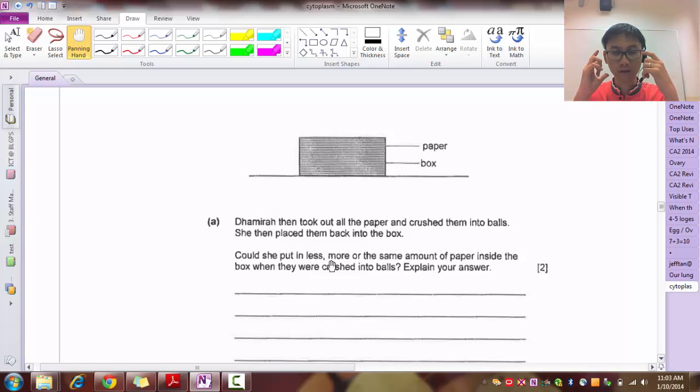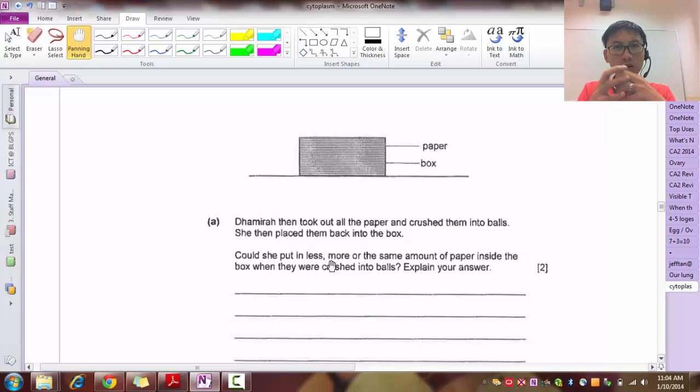Logically, if you use your common sense, obviously she's going to have problems squeezing all the paper into the box because it's crushed up. So definitely in your mind you will be thinking, yes, she would be able to put in less. But how do you explain it? Why is she able to put in less and not the same or even more?